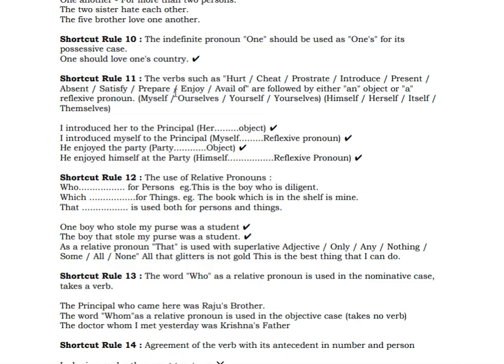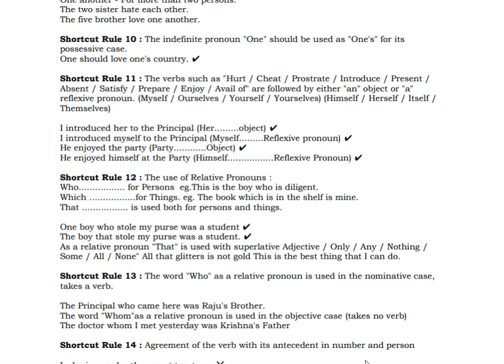That's also correct. As a relative pronoun, that is used with superlative adjective, only, any, nothing, some, all, none. All that glitters is not gold. This is the best thing that I can do. All that glitters is not gold. So superlative adjective, we use what? That. Okay.